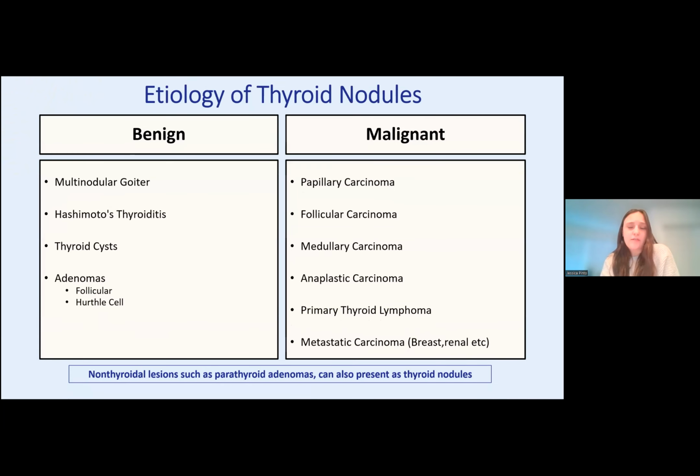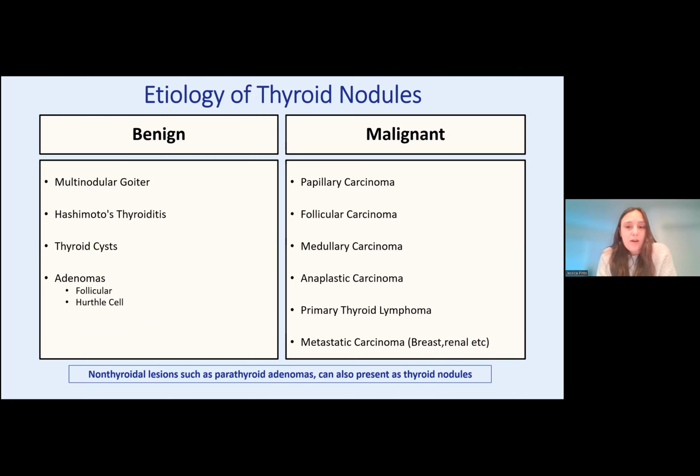So the etiology of thyroid nodules can be broken up into two categories: benign nodules and malignant nodules. The benign nodules comprise goiters, both multinodular and diffuse. Hashimoto's thyroiditis is a very common cause of diffuse goiters. Thyroid cysts: sometimes they're just cysts alone, and sometimes they're from reabsorbing benign thyroid nodules that are now on their way out. And then, of course, follicular adenomas and adenomas of other histology.